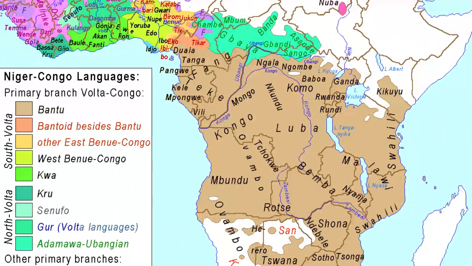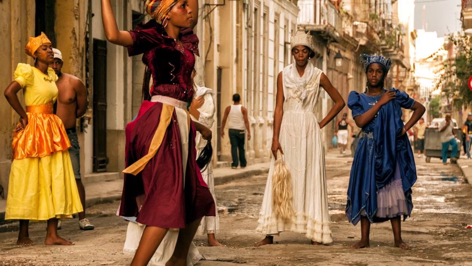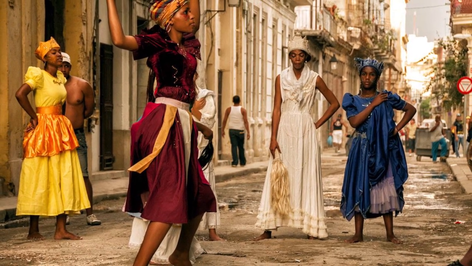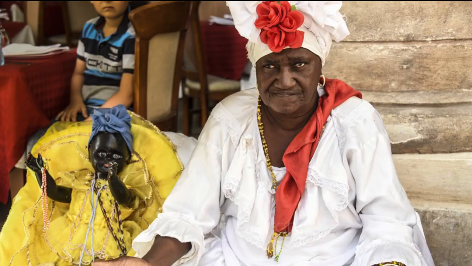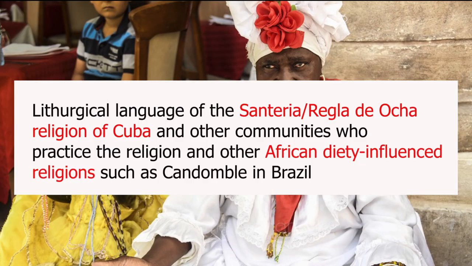Yoruba is among the many languages of West Africa. It forms part of the gigantic Niger-Congo language family. It is used in the Lucumi language, a sort of oral glossary of words and phrases derived from Yoruba. This language serves as the liturgical language of the Santeria or Regla de Ocha religion of Cuba, and other communities who practice the religion and other African deity-influenced religions such as Candomblé in Brazil and elsewhere.